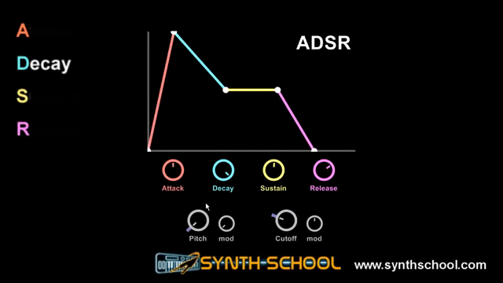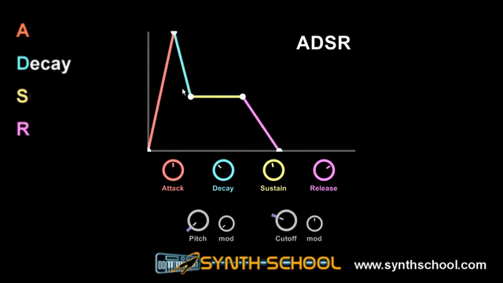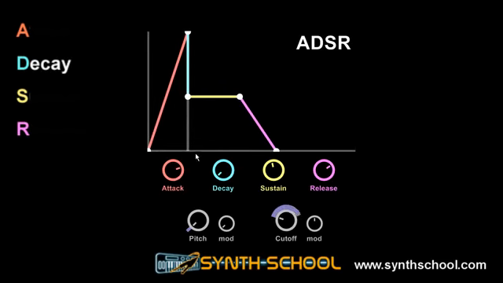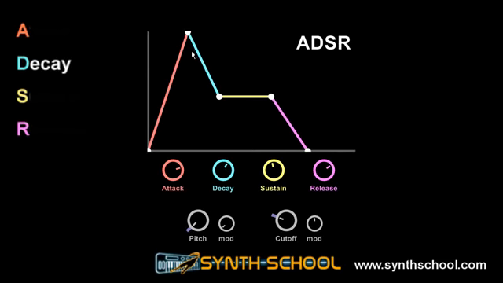The decay stage switches in once the attack is finished, and it describes the time it takes to gradually fade from the maximum position, which is the end of the attack stage, to the level of the sustain. Let me remind you that the sustain is a level parameter. A short decay will result in a fast drop to the sustain level once the attack stage has finished. A long decay will slowly fade to the sustain level.